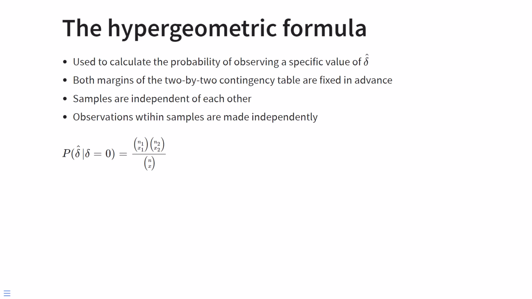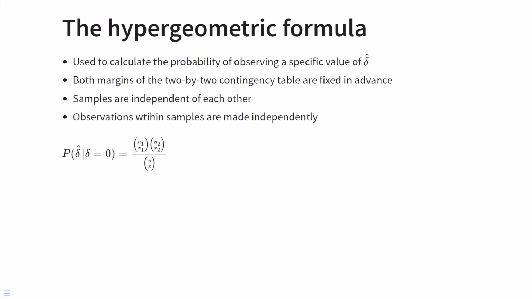So here is the formula for probability. Notice it's not the product of two binomials. This is the hypergeometric formula. N1 represents the sample size for sample 1. X1 represents the number of successes in sample 1. N2 is the sample size for sample 2. X2 is the number of successes in sample 2. Then N represents the total sample size across the two samples, summing them together, and X is similarly the total number of successes that you have in your study.